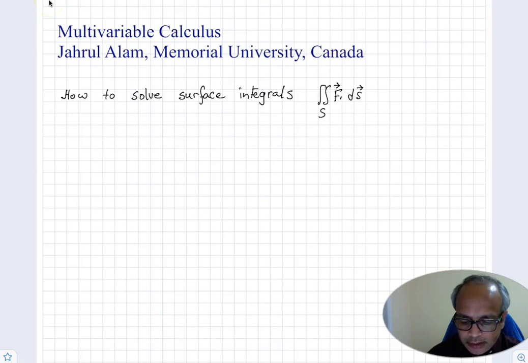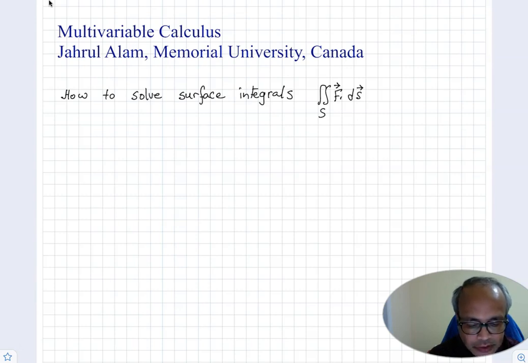Welcome back. In this lecture, I'm going to discuss how we solve very simple surface integrals. A surface integral is denoted by this symbol. Let's first discuss the meaning of this symbol. Here f is a vector field, and I'm going to consider f a vector field in three-dimensional space. It has three components, and S is a surface.